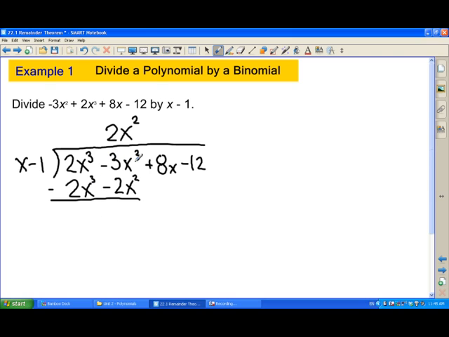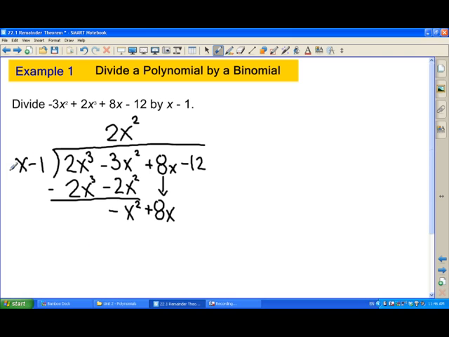If I subtract 2x squared from negative 3x squared, I'm subtracting a negative, so I end up adding. I end up with negative x squared. And then just like in numerical long division, I bring down the next place value. I bring down the 8x. And then I repeat the process.